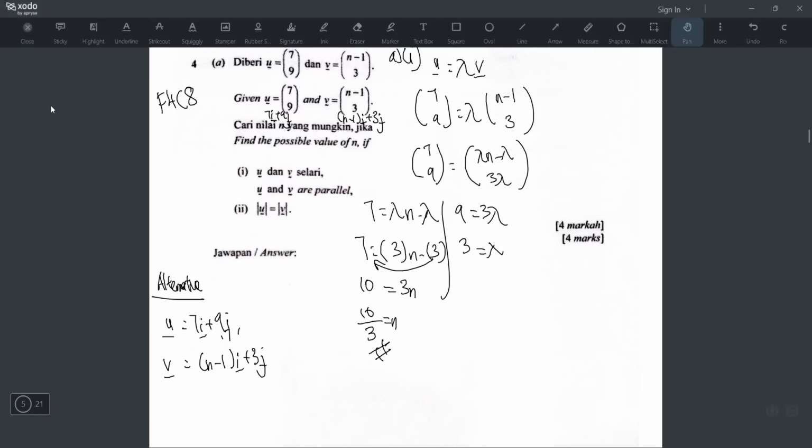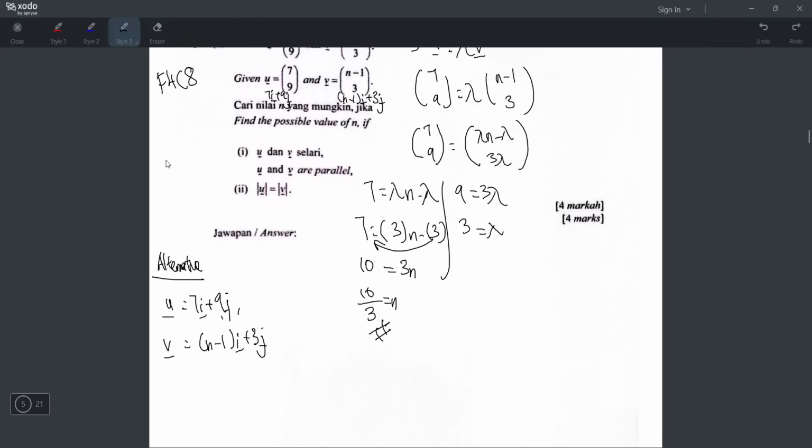But there's another faster way to do it, which is you circle the coefficients first. So what is the coefficient? Coefficient means the multiplier. So the coefficient of i here is n minus 1. The coefficient of i here is 7. And then the coefficient of j is 3. And then the coefficient of j is 9. And after you determine all the coefficients, you divide. How do you divide? You can take top over bottom also can, bottom over top also can. Up to you. But since I'm finding n, and my n sits at the bottom, I take bottom over top. So it becomes n minus 1 over 7 equals 3 over 9.